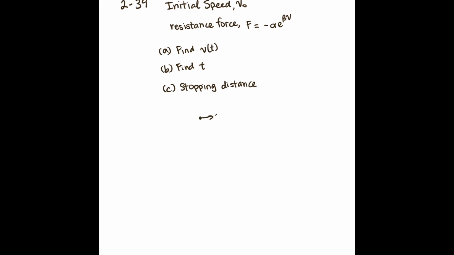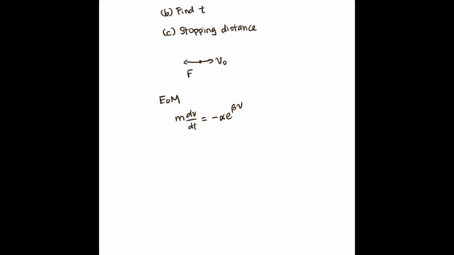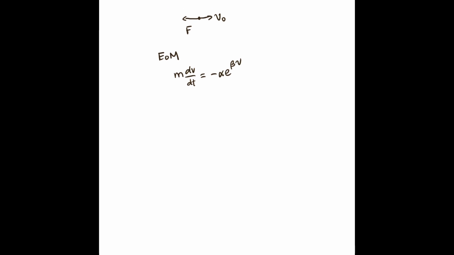The boat has some velocity v0, and then in the opposite direction, it has the resisting force F. So our equation of motion is m dv/dt, which is equal to that force. And then we want to solve this differential equation for v.